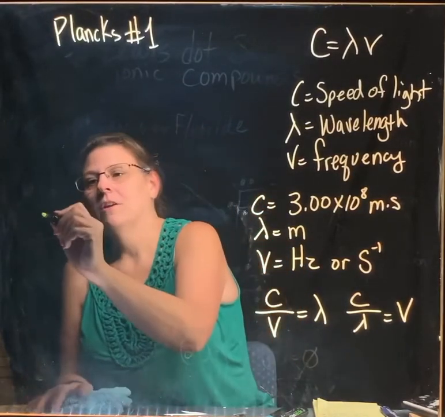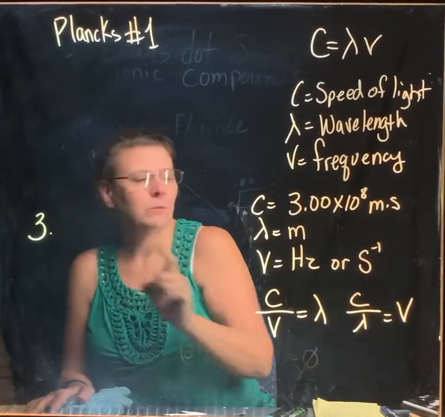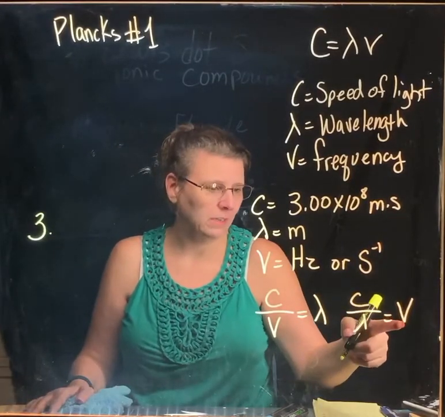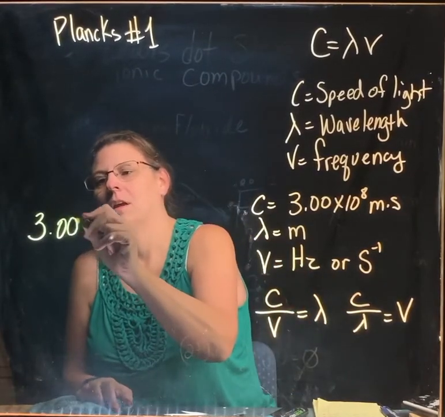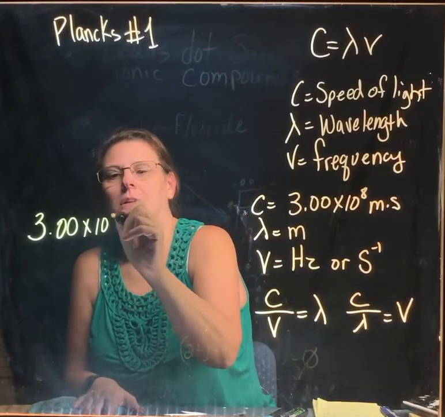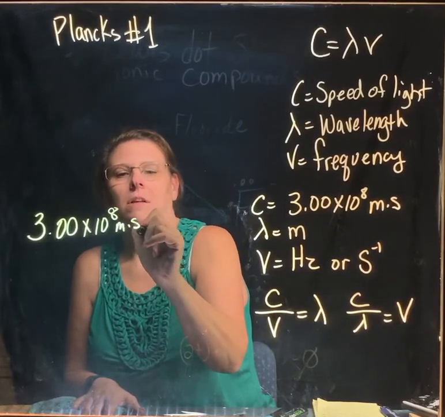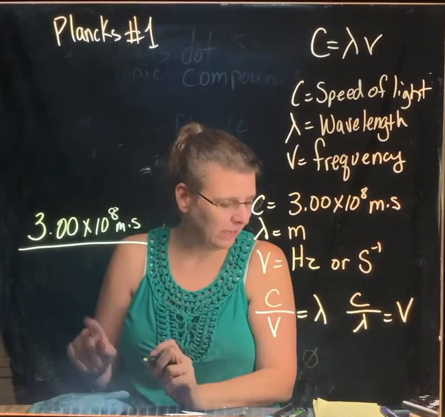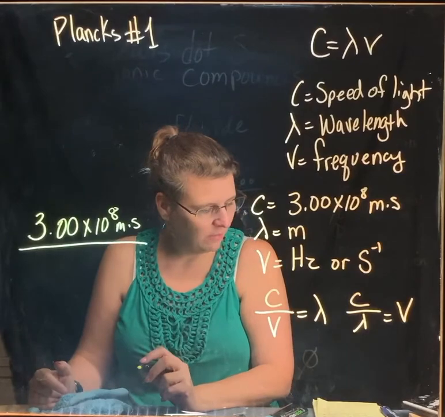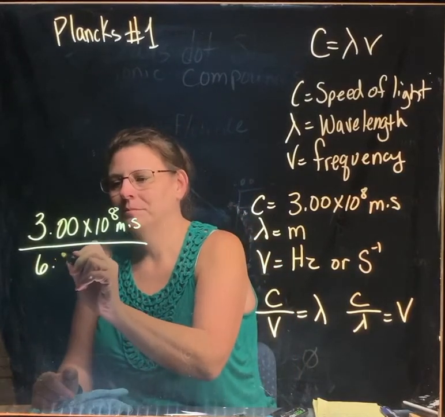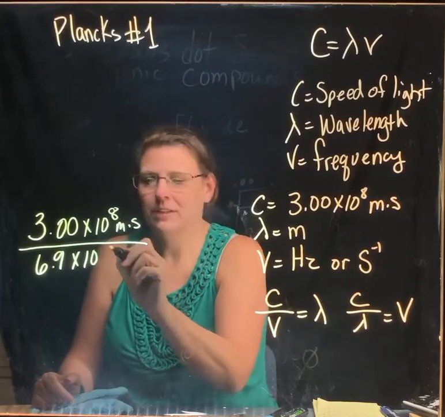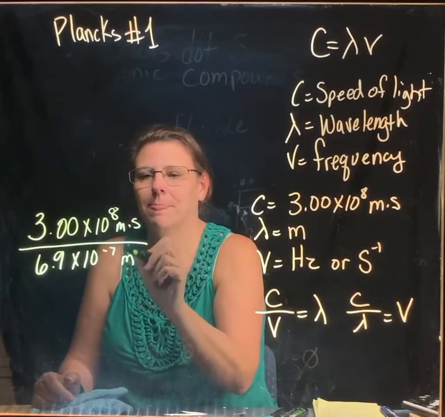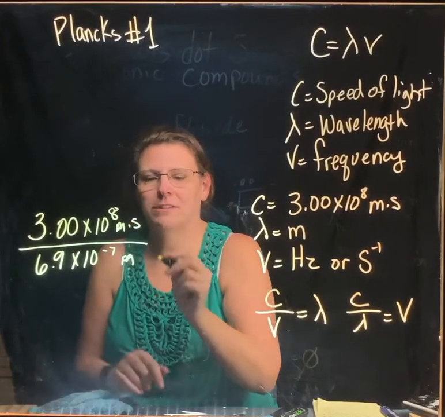Okay. You're going to start plugging in your numbers because we're looking for frequency. So we're going to start with our speed of light, and we're going to put it over our wavelength. In this case we have 6.9 times 10 to the negative 7. These cancel, so we're left with seconds.